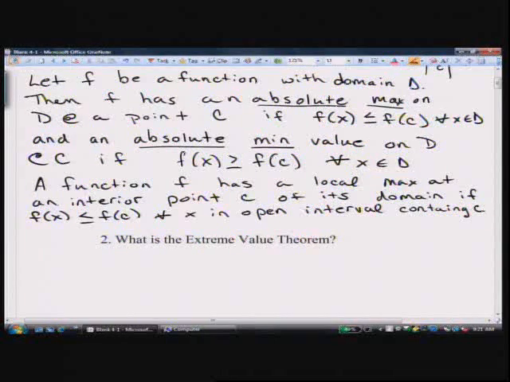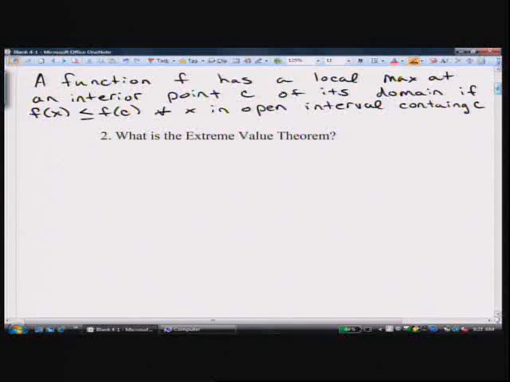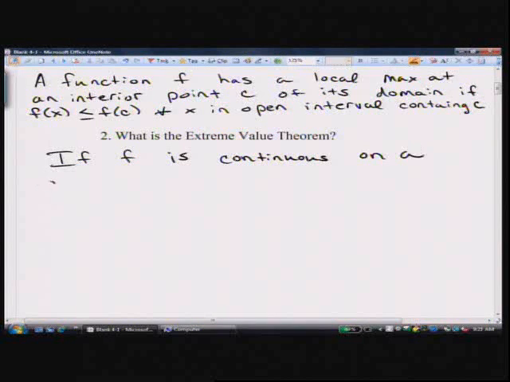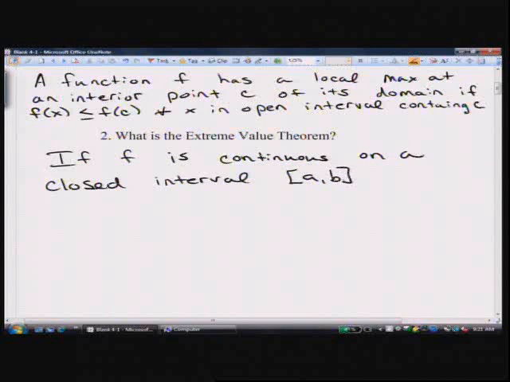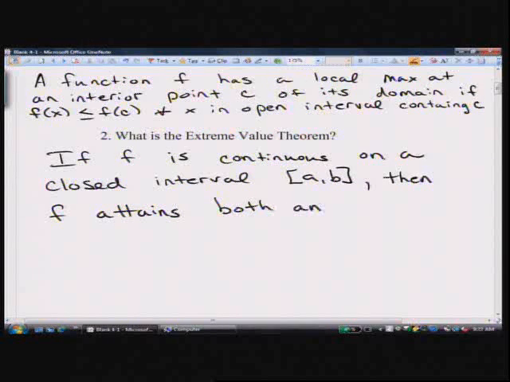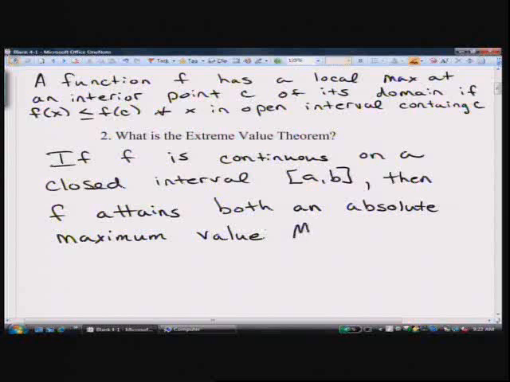Okay, now the extreme value theorem tells us if a function f is continuous on a closed interval [a, b], then f attains both an absolute max, which we'll call big M, and an absolute minimum.